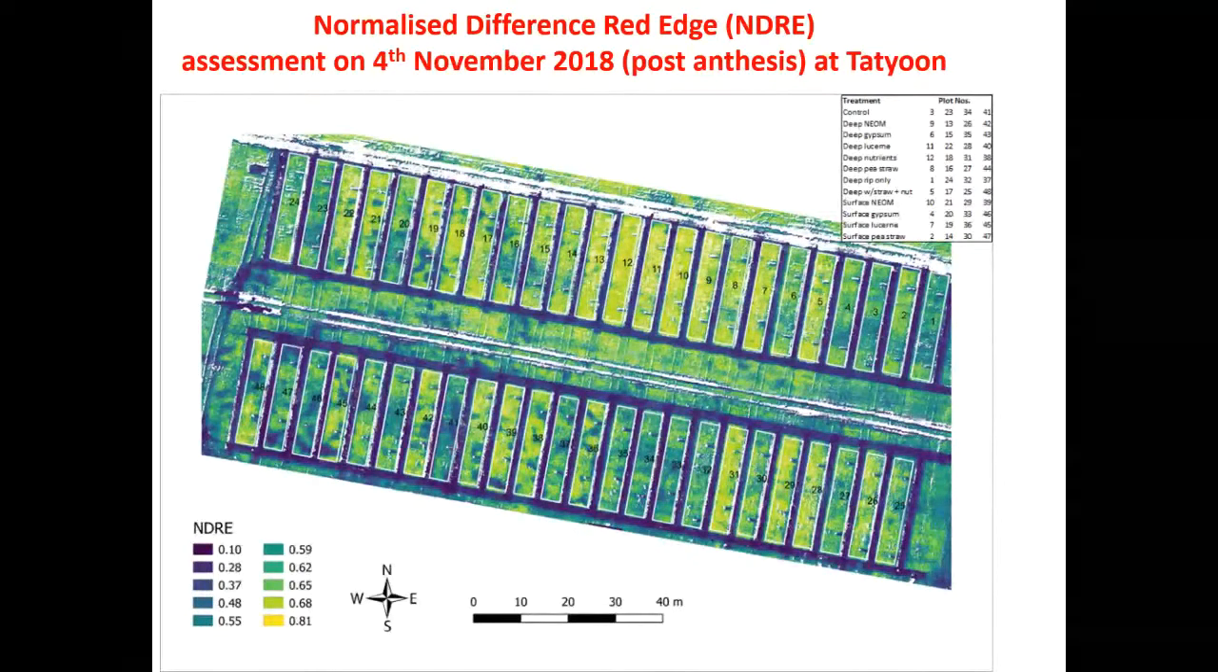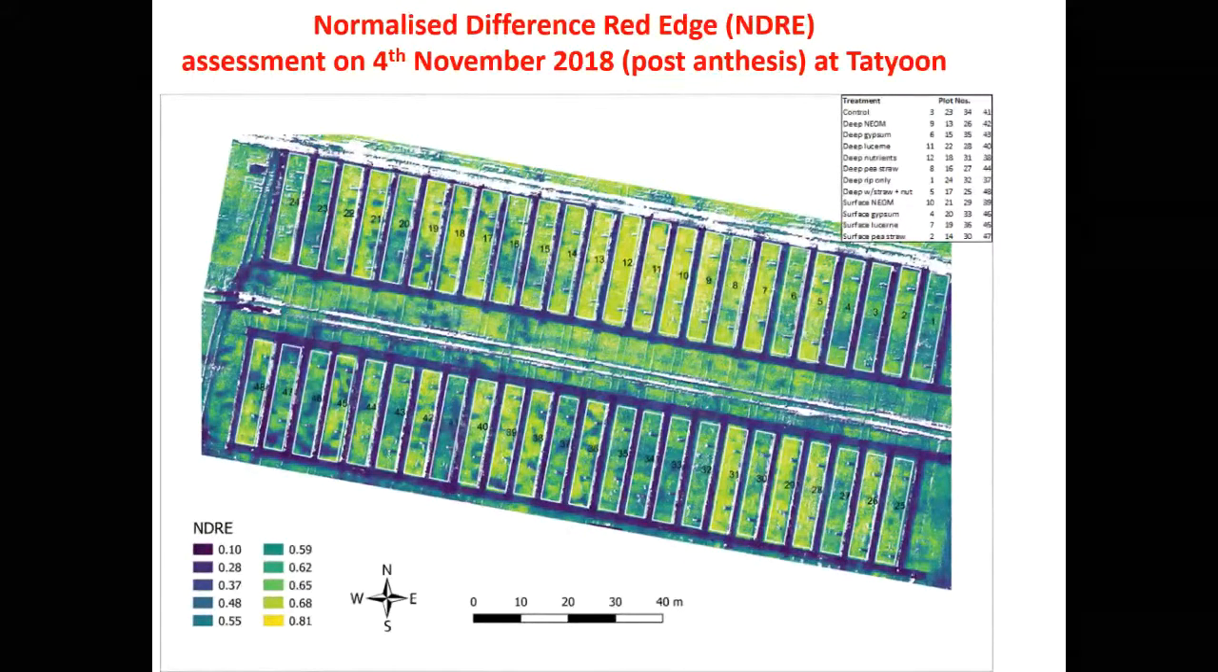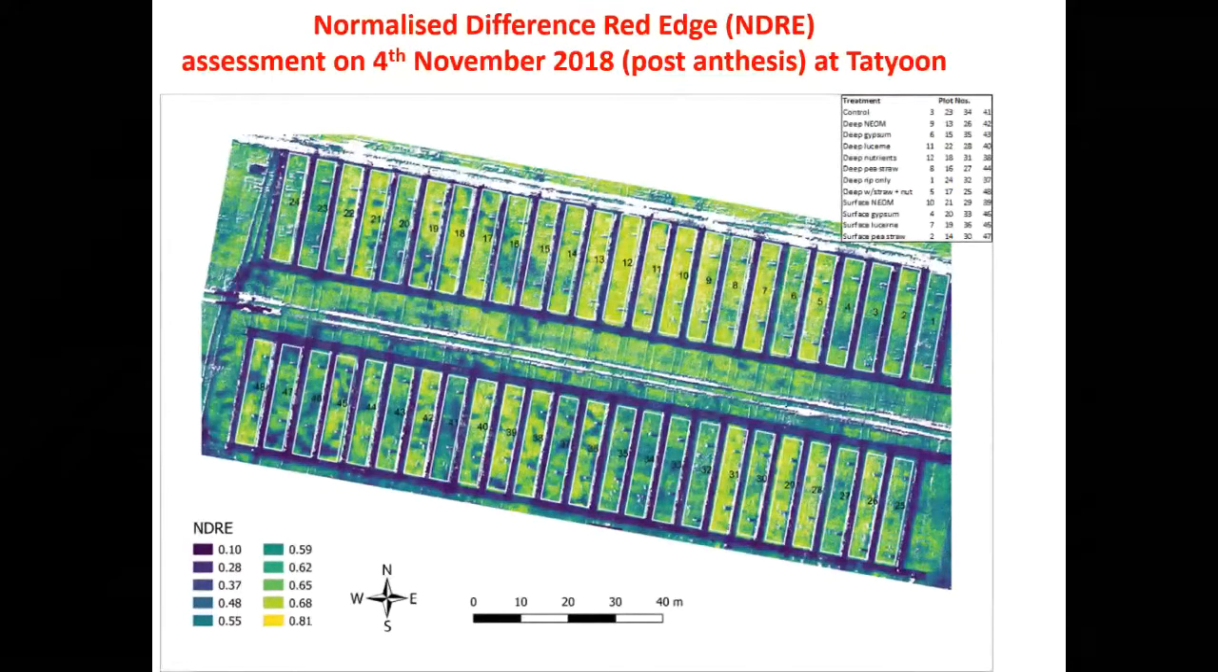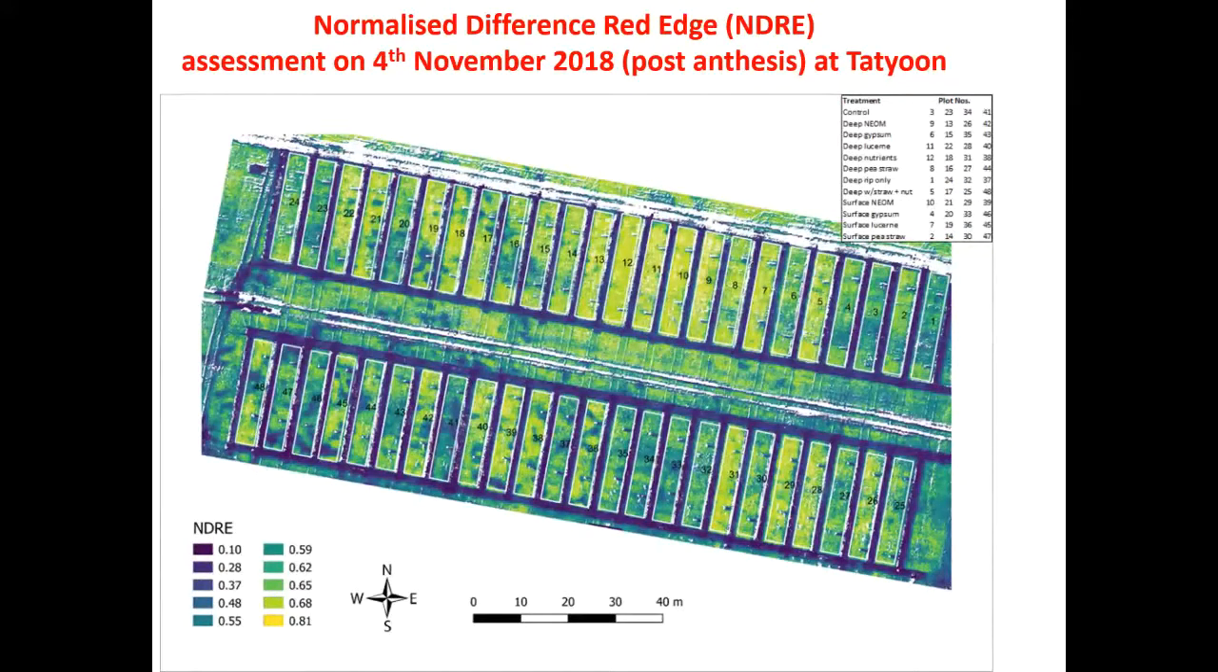Just to give an example of some treatments here, let's look at plot 31. That was deep nutrients. 32, looking at the graph here, was deep ripping only. So often what we're seeing is a negative response to deep ripping. Similarly up here, 12 is deep nutrients, 11 is deep lucerne, 13 is deep organic matter, and we compare that to control. This is our control plot here. So what we're seeing is that the amelioration treatments give significantly better crop growth following the application.